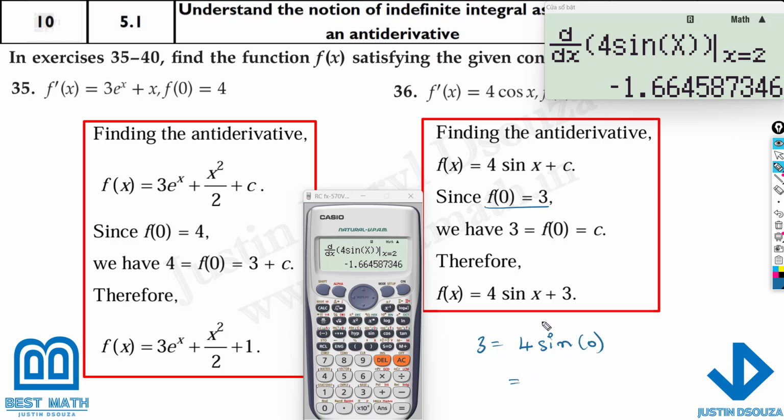Now, how would we solve it? What is sine 0? Okay, this is plus c. I forgot that. Sine 0 is 0. So it's 0 plus c is equal to 3. So 3 is equal to c. This is the correct answer. So c value is 3. That's why we added 3 here.